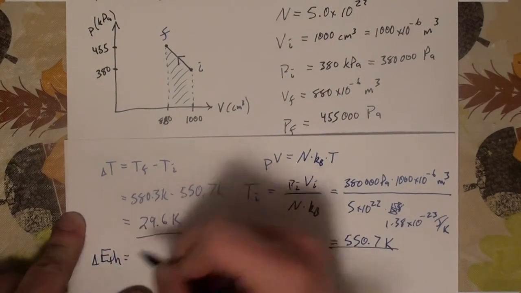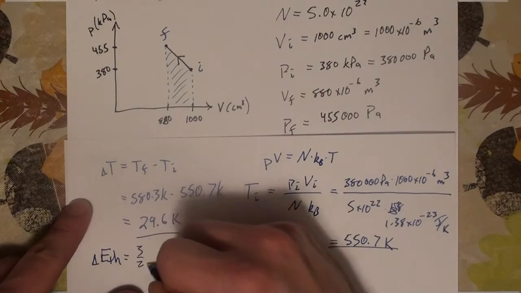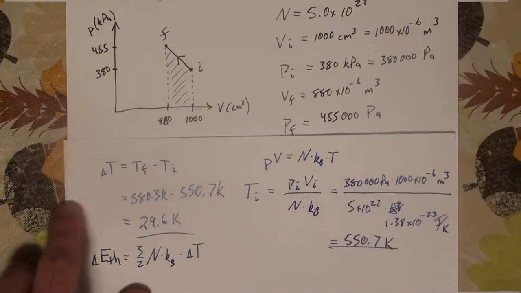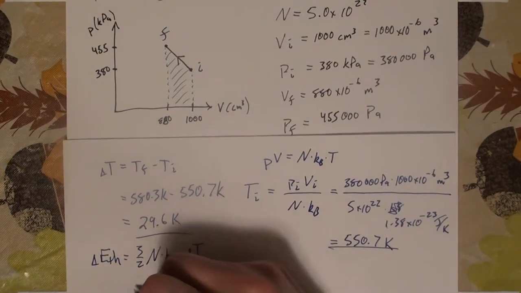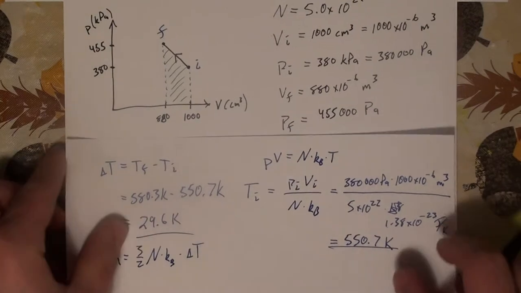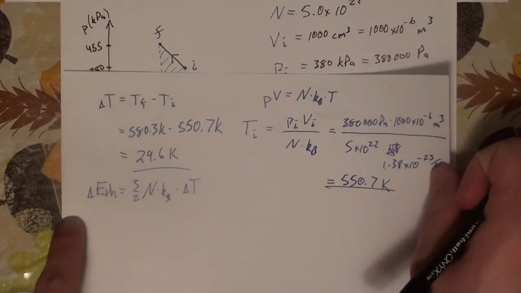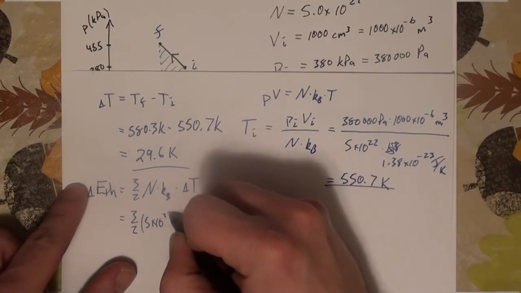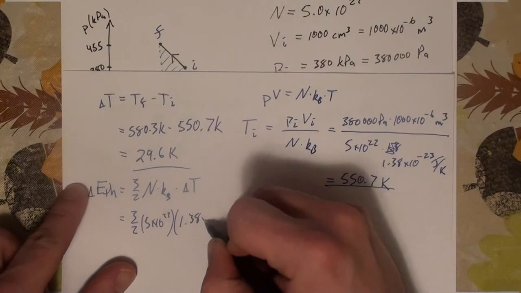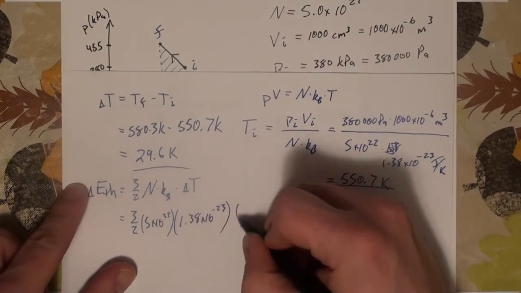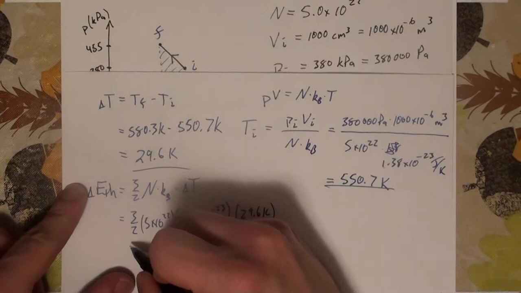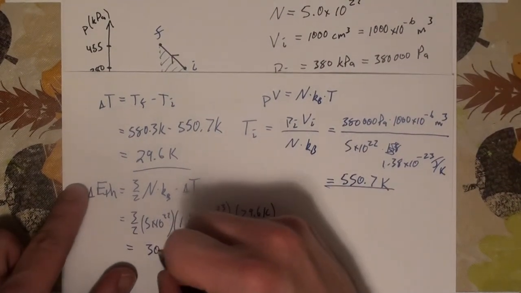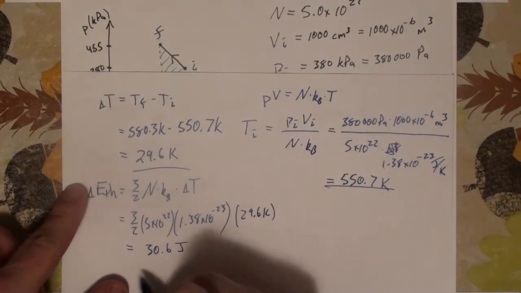Delta E thermal, if you recall, is 3/2 N k_B times delta T. So I just need to plug into that. Let's get this up just a tiny bit so we can see it. 3/2, 5 times 10 to the 22, 1.38 times 10 to the minus 23, times this 29.6 Kelvin. If you do all of that, you will find that the change in thermal energy is 30.6 joules.